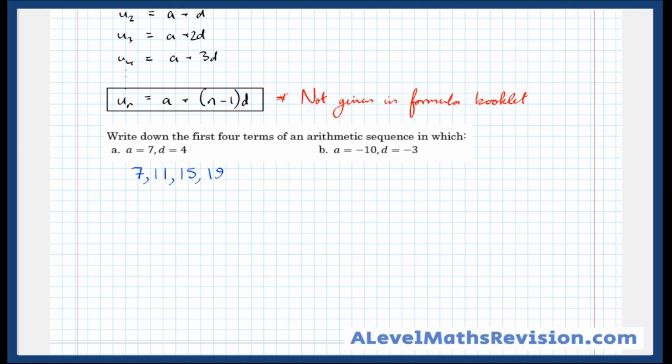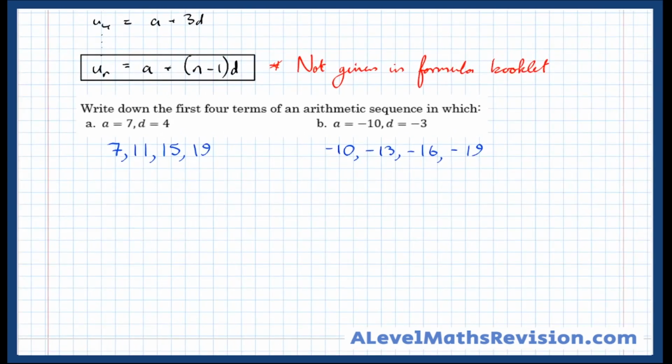Okay, so now we've got one where the first term is minus 10. And the common difference is minus 3, so we're subtracting 3 each time. Which gives us minus 13, minus 16, and minus 19. So no big challenge there, but just want to clear up any confusion, if there was any, about what the terminology and notation actually means.